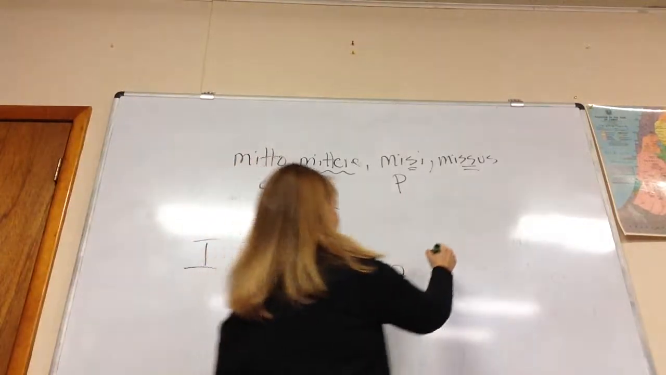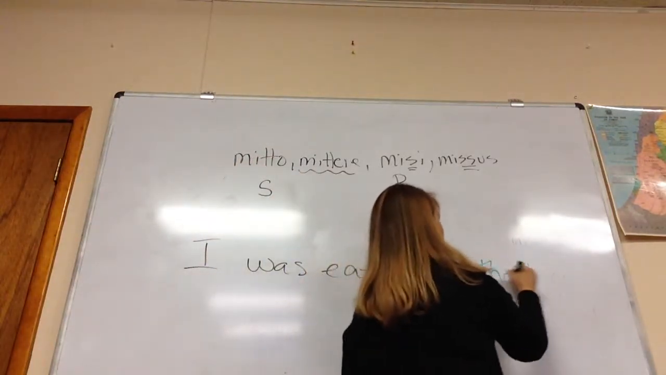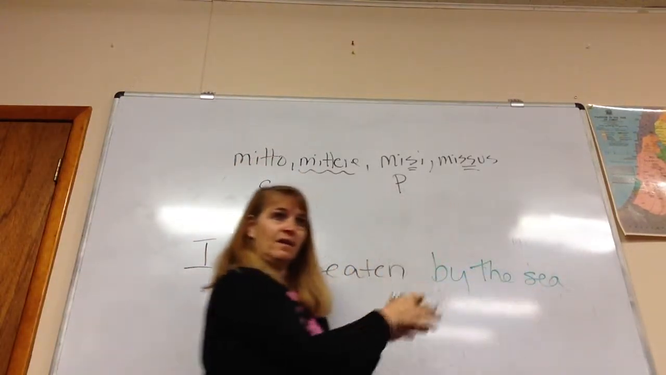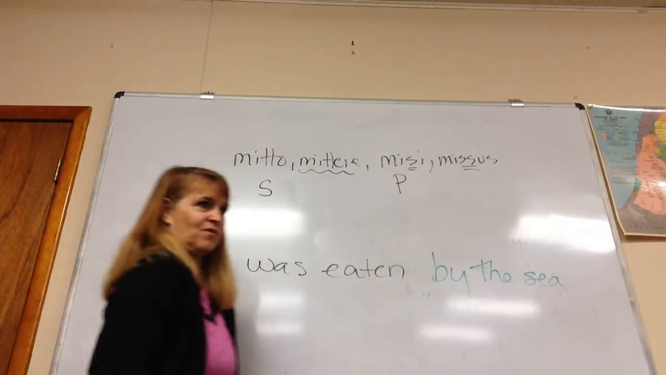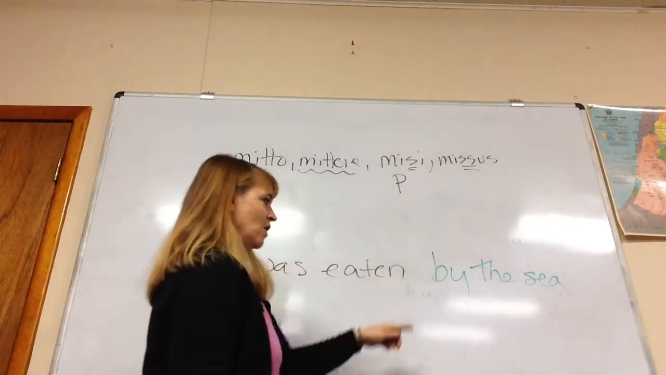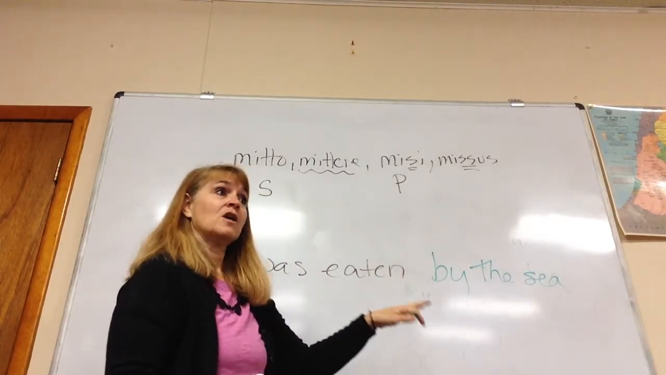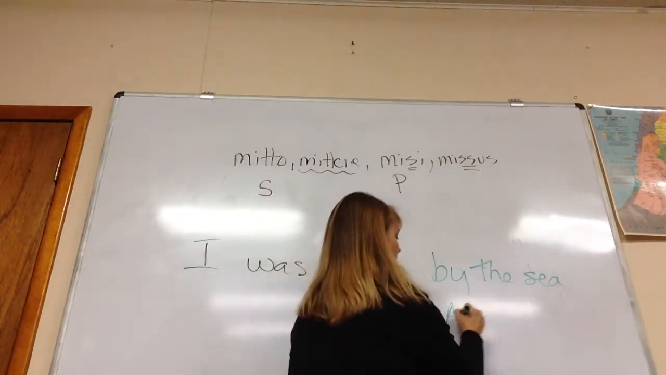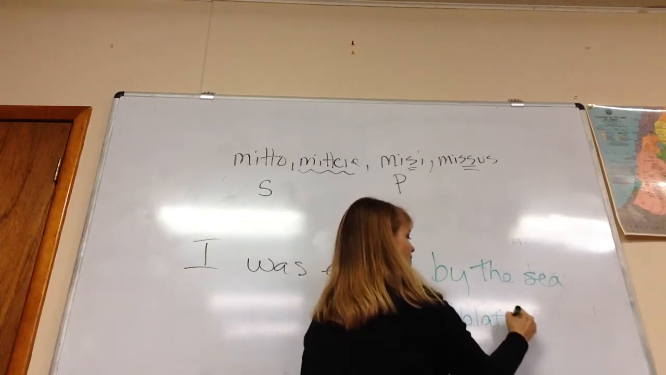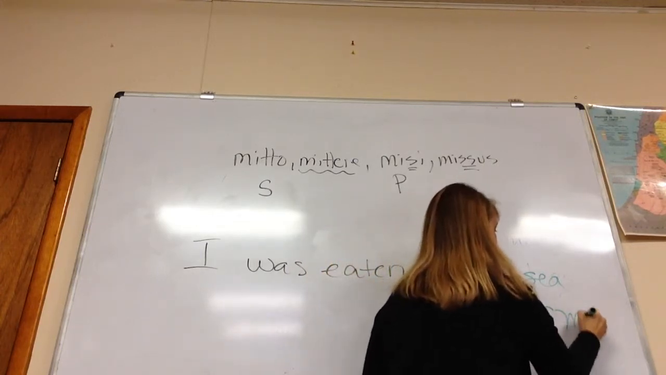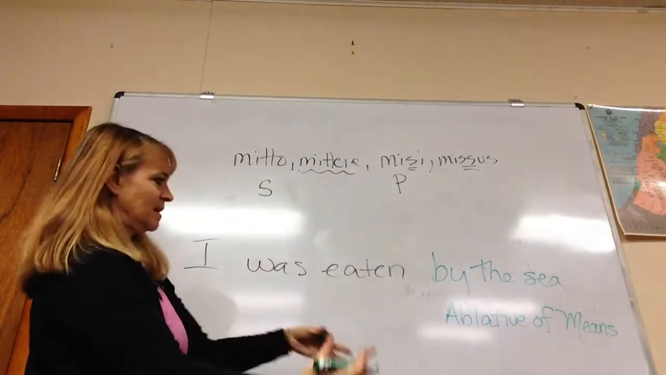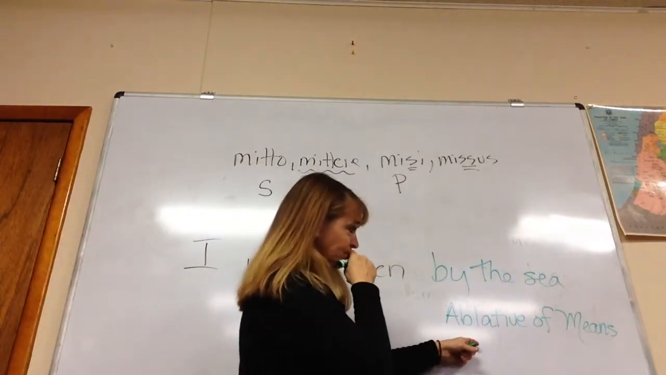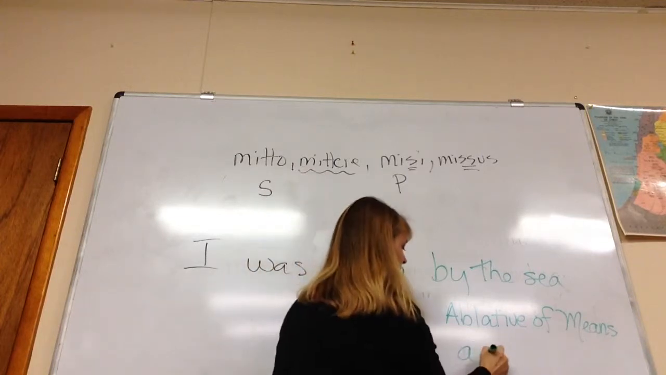Okay, I was eaten by the sea. So that's not living, okay? It's not a living being anyway. I sort of think of the sea as living, but it's not a living being. So we call this an ablative of means. So you could say by means of the sea. I was eaten by means of the sea.